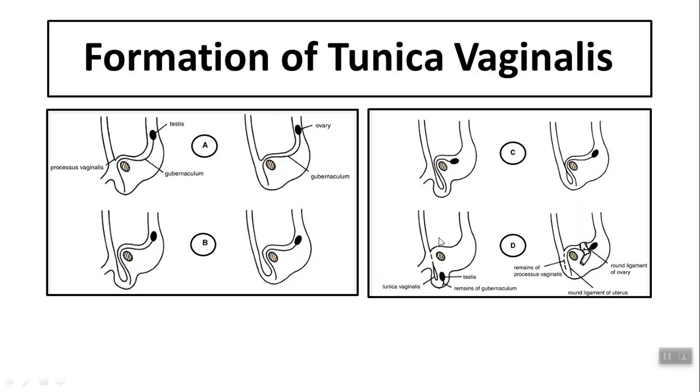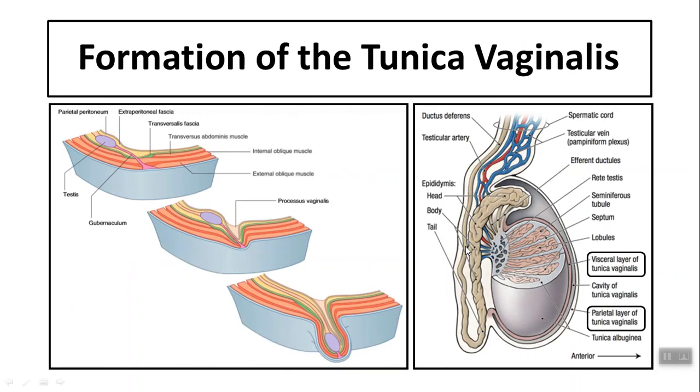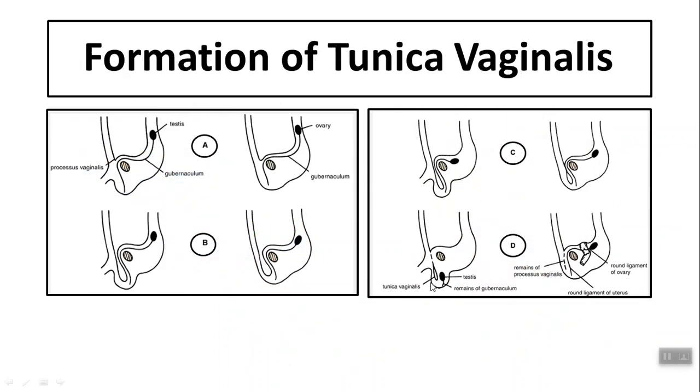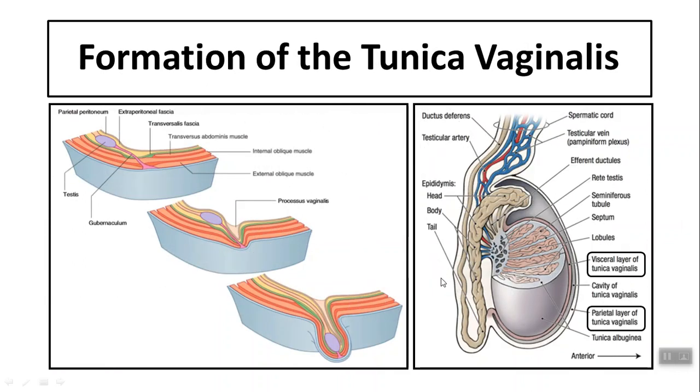containing a cavity. With further growth, this pouch will be separated from the original peritoneal cavity, and this connection will be obliterated. This new cavity that is formed is called the tunica vaginalis. Tunica vaginalis lies nearby to the testis.